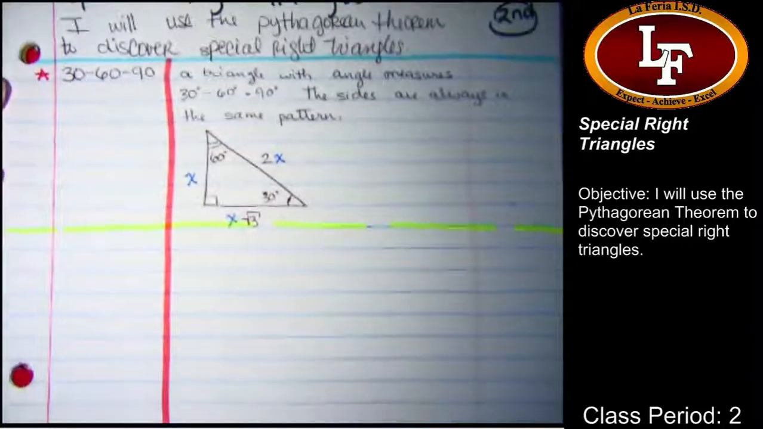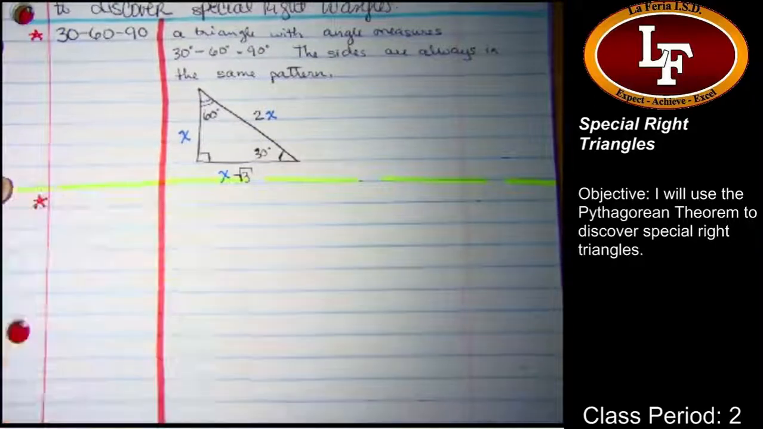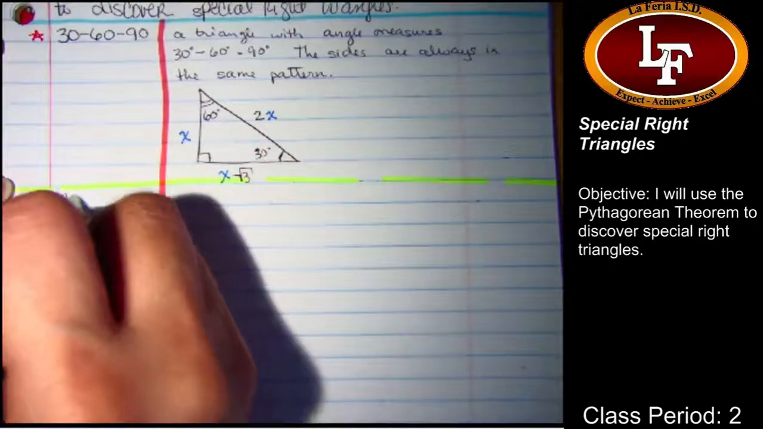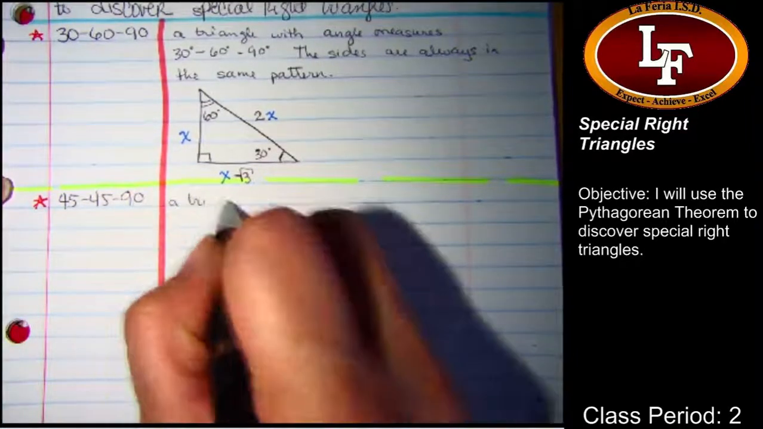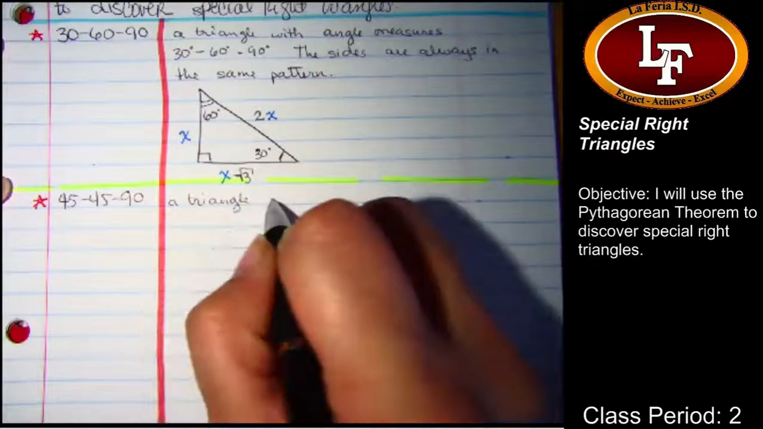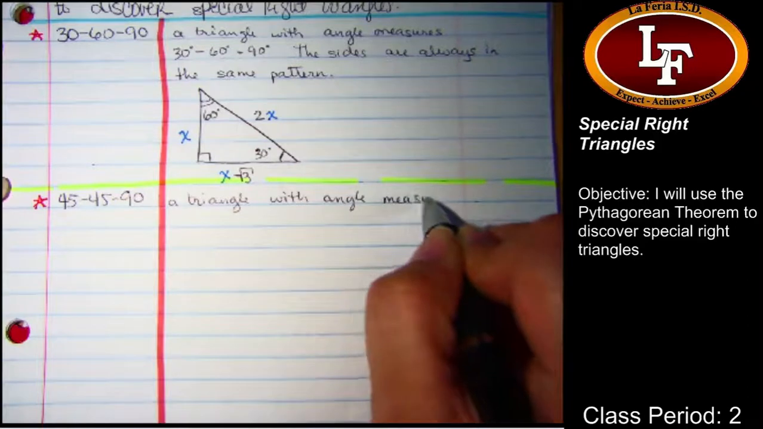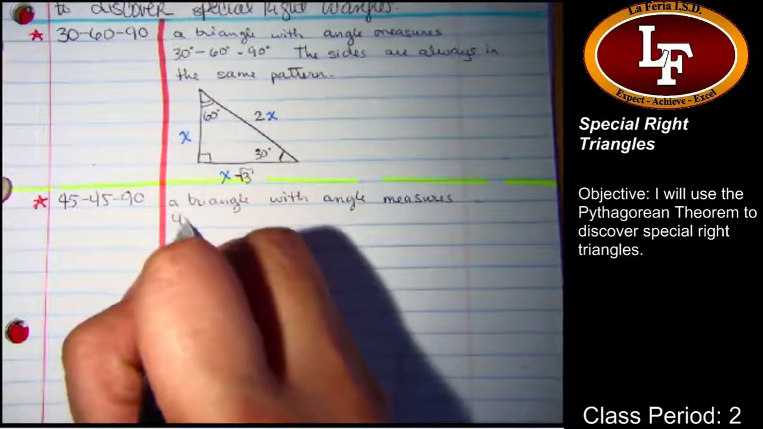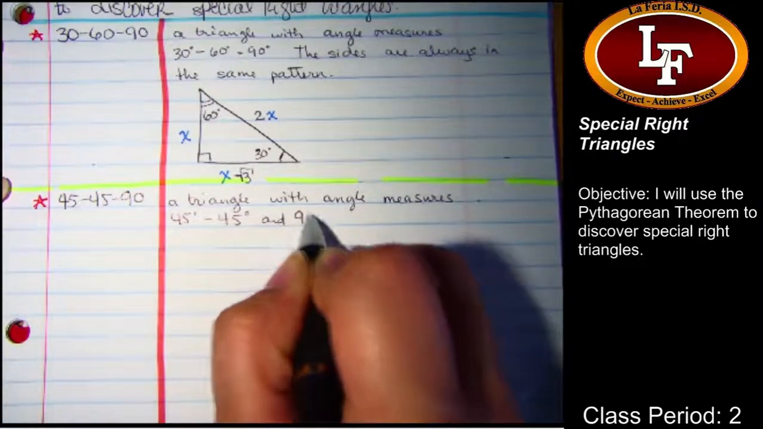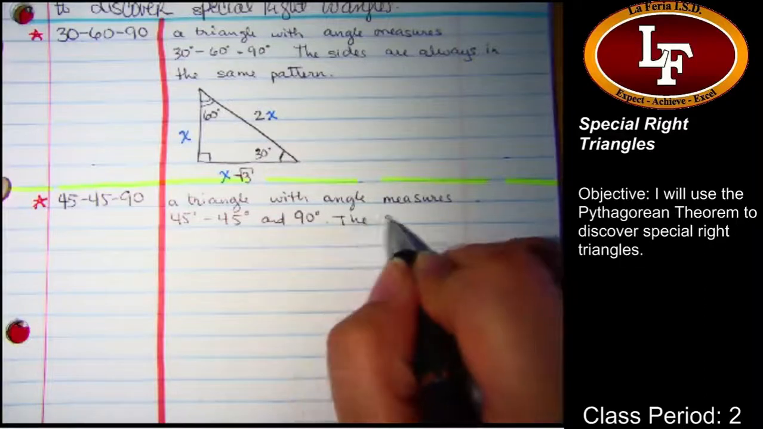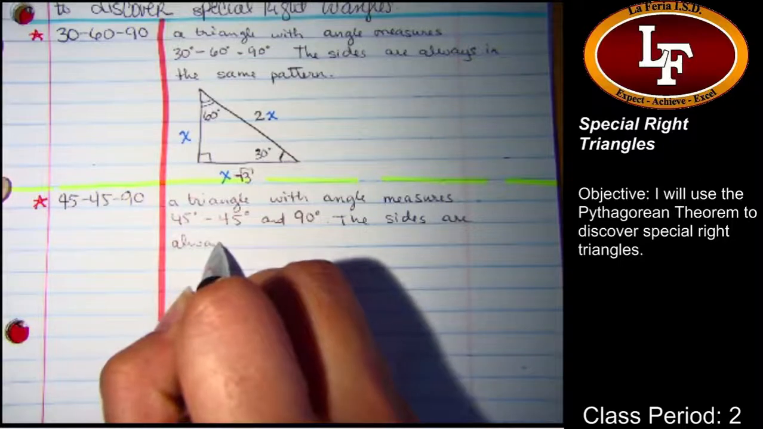All right, I'm just going to scoot it up just a little bit. And we have our next special right triangle, which is the 45, 45, 90. Similar to the one before, it's a triangle, and it has the angle measures that match its name. So its angle measures are 45 degrees, 45 degrees, and 90 degrees. And again, these sides are always in the same pattern.